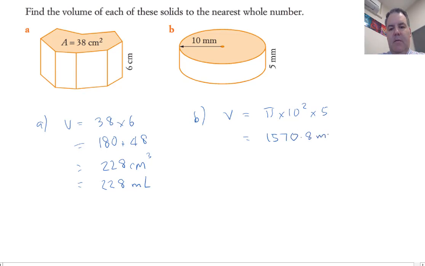1570.8 millimeters cubed. Now let's say we wanted to write that in centimeters cubed or milliliters, because millimeters cubed doesn't mean a lot.